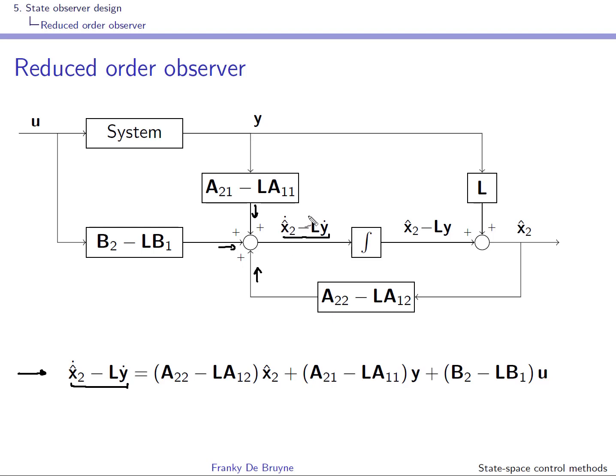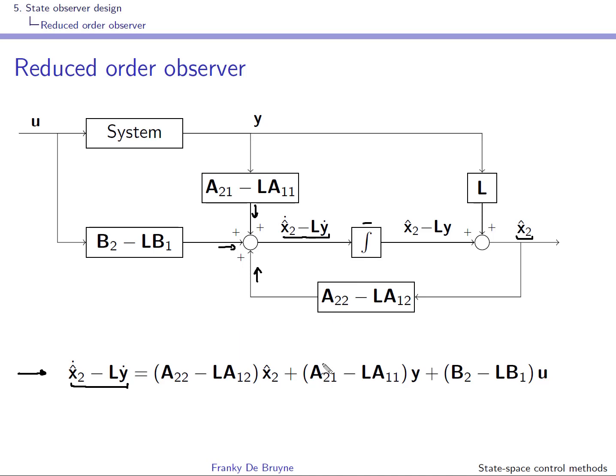And of course, if you integrate this signal, you have x2 hat minus L y, and if you add L y over here, you have x2 hat, and this is really the signal vector that we want to estimate. It contains estimates of the states that are not measured directly. And as stated before, x2 will be a vector that in practice will contain maybe one or two states, so in this integrator you typically have one or two integrators. So this is really a vector integrator.